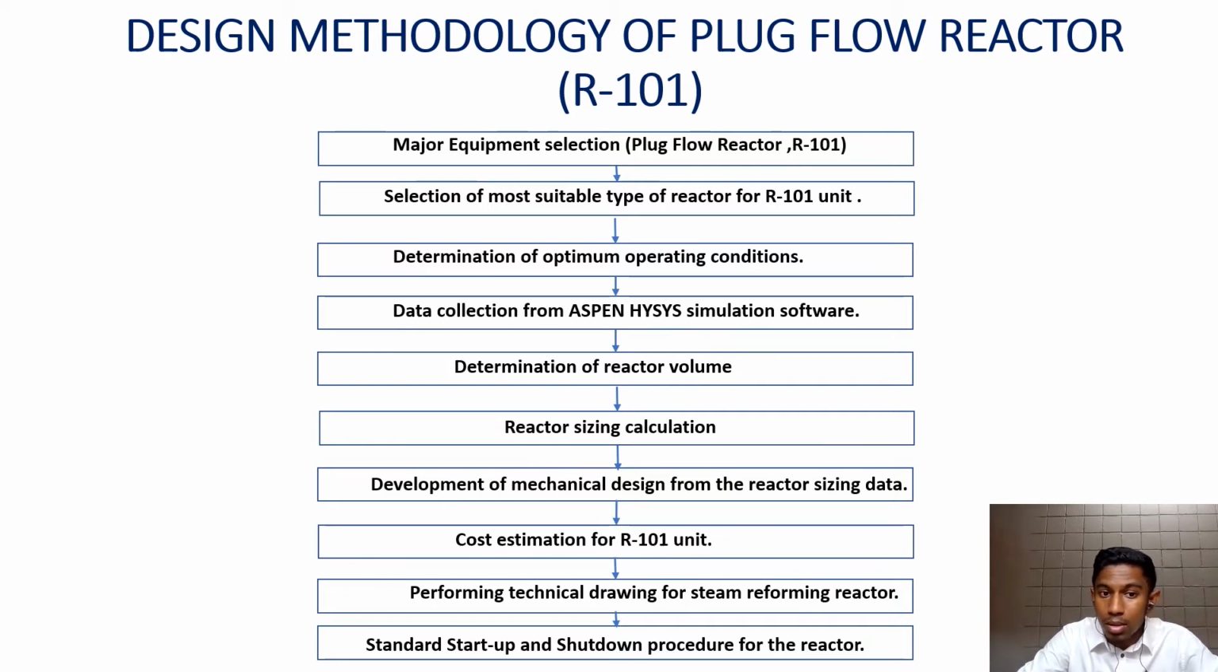The next step was to collect data from the Aspen HYSYS simulation software. The following step is the determination of reactor volume, followed by reactor sizing calculation, followed by development of mechanical design for the reactor sizing data, continued with the cost estimation for the R101 unit, and continued by performing technical drawing for the steam reforming reactor, and we end with standard startup and shutdown procedures for the reactor.